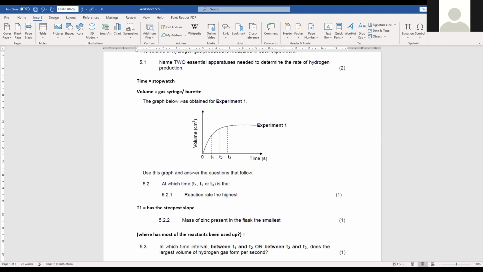So if you look at the graph, it is going to be here at the top point, the point where you're starting to curve off. That is where most of your reactants would have been used. So the answer here would be T3. Does that make sense to everyone?